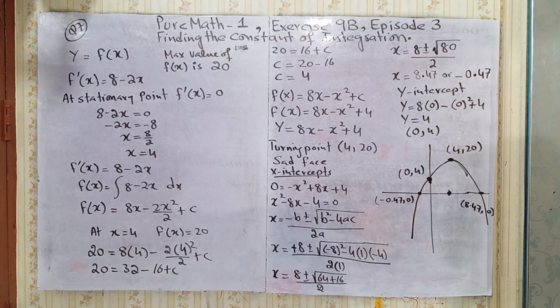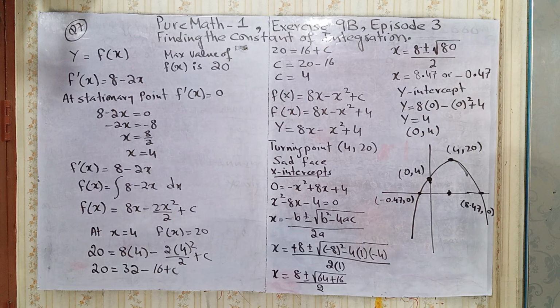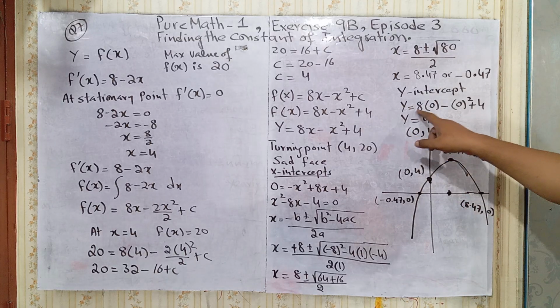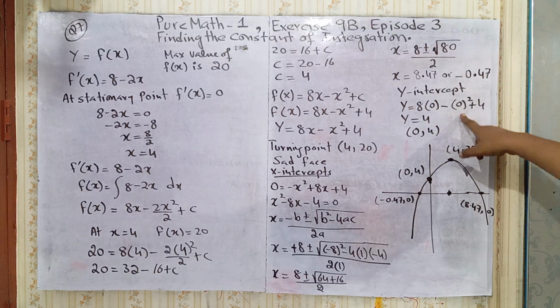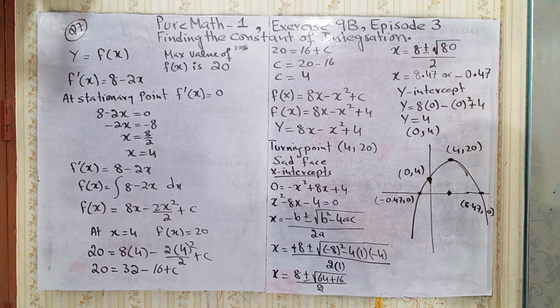Then I will find the y-intercept. For the y-intercept in the equation, in the place of x I will put 0. So you will have y equals 8 into 0 minus 0 square plus 4. y will be equal to 4. So that point is 0 comma 4.